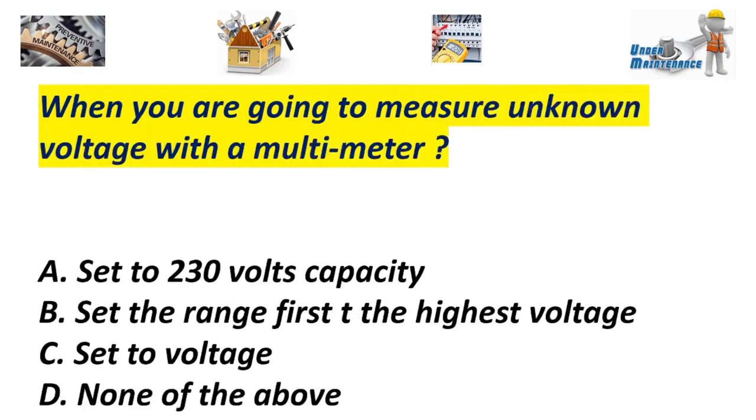When you are going to measure an unknown voltage with a multimeter, A. Set to 230 volts capacity. B. Set the range first to the highest voltage. C. Set the voltage. D. None of the above. Answer B. Set the range first to the highest voltage.